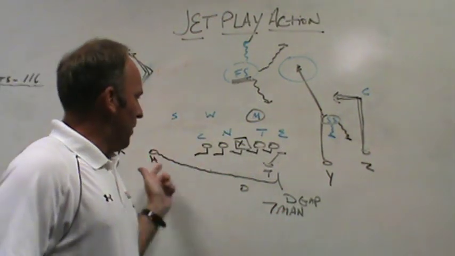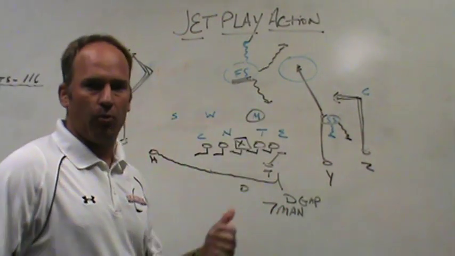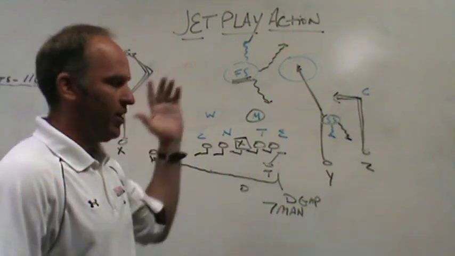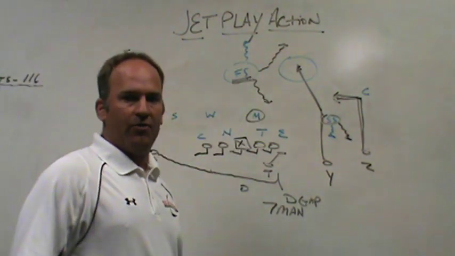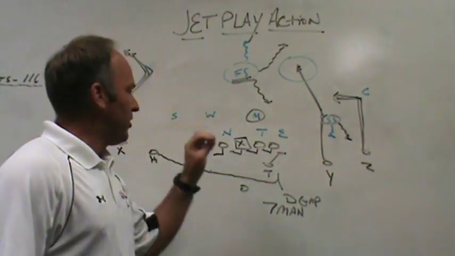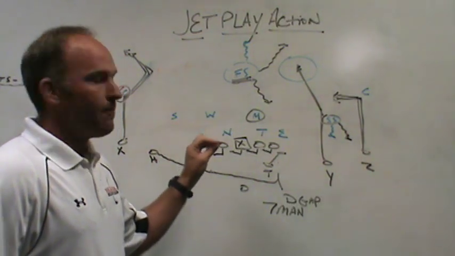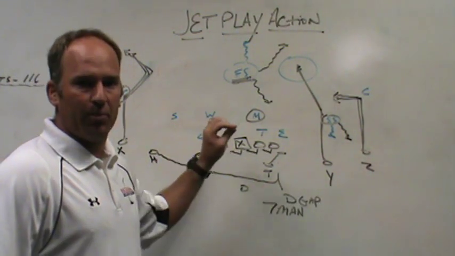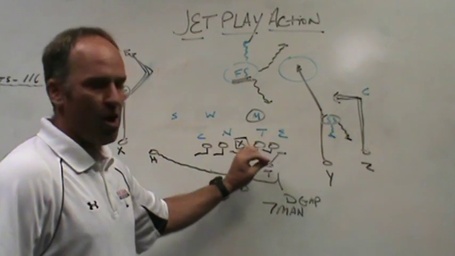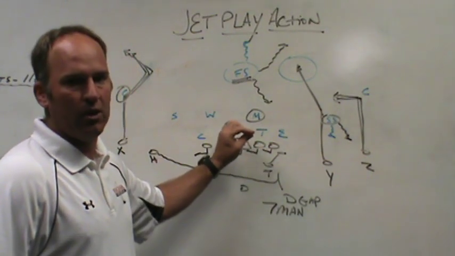Just by running the jet and bringing 3 to a side, we can run curl flat, we can run 3-man snag, we can run front side flood. So now we've got all drop back concepts built in off the jet sweep action. We've got all natural teaching progressions for our quarterback, our lineman and our tailback. We don't have to teach them anything new.